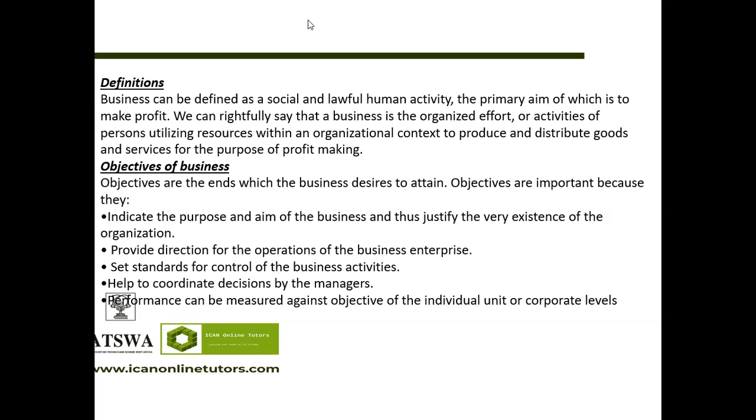Business must have a mission statement. Once you are thinking of establishing any organization, you have to think of a mission statement. A mission statement is the reason for existence of that organization. It is the reason why you're in business. What do you want to do? Once you are able to establish your mission statement, then you can now have a vision, goals and objectives, and strategy.